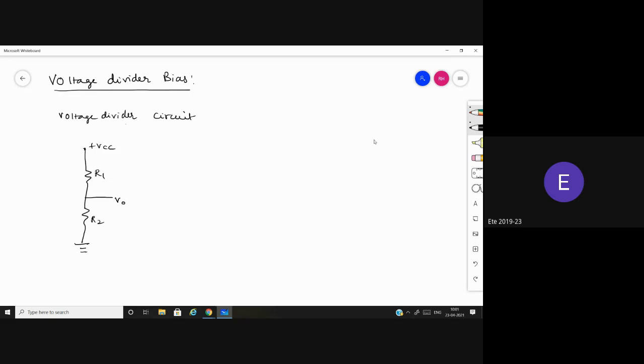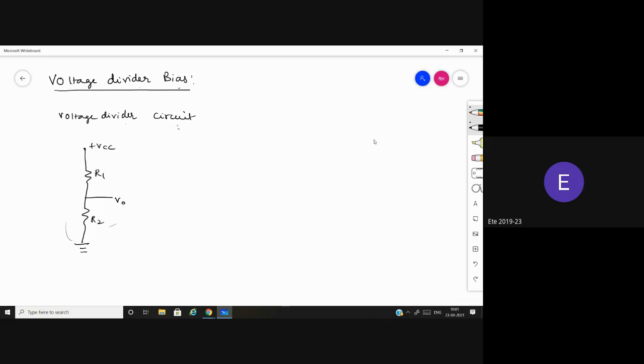It is the voltage divider circuit. When you connect this voltage divider circuit to a transistor, it becomes voltage divider bias. This is just the voltage divider circuit. When you connect the transistor to it, it becomes voltage divider bias. Now, what is the advantage of this voltage divider circuit?